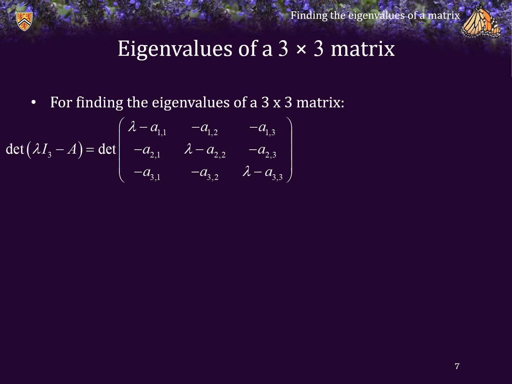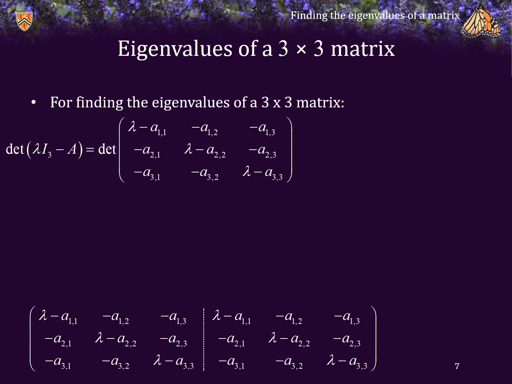All right, now to find the eigenvalues of a 3 by 3 matrix, we simply have to find those values of lambda such that lambda times the 3 by 3 identity minus A is non-invertible. That is, the determinant of that is 0. All right, now to calculate the determinant of a 3 by 3 matrix, you'll recall we write down the matrix twice.